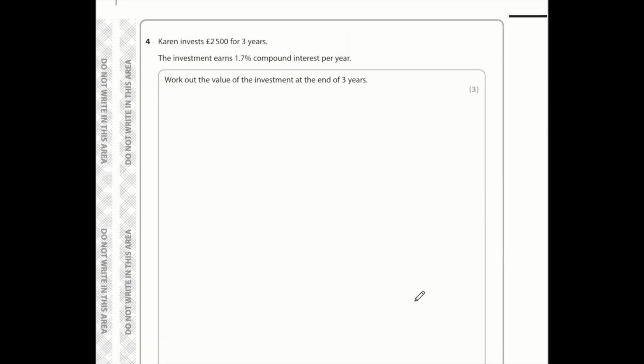So here we're increasing this amount by 1.7%. Now this is the interest per year, and this is going to be invested for 3 years, so we're going to have to increase by 1.7% 3 times. What's the multiplier for 1.7%? Well, 1.7%, the multiplier is 0.017. This is the figure divided by 100, the decimal equivalent of the percentage amount. This is the multiplier I would use if I was calculating 1.7% of an amount.